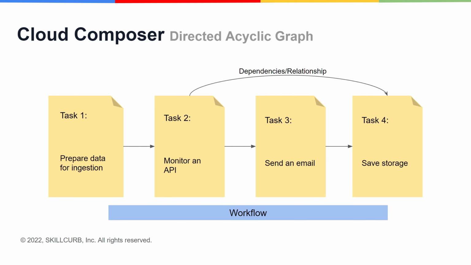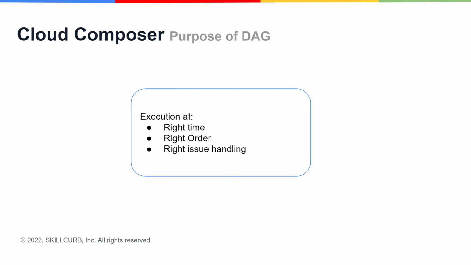So what is a directed acyclic graph, or DAG as we called it? A DAG defines the tasks and dependencies that are part of your workflow and is written using Python. The main purpose of a DAG is really just to execute at the right time, in the right order, and with the right issue handling.